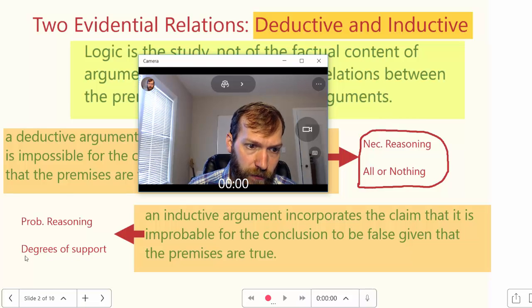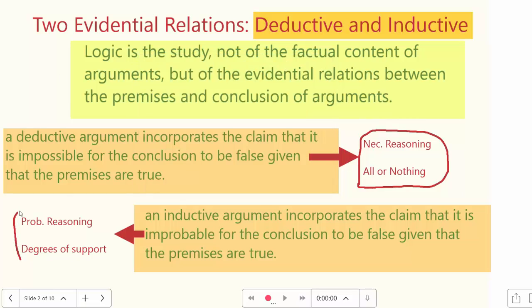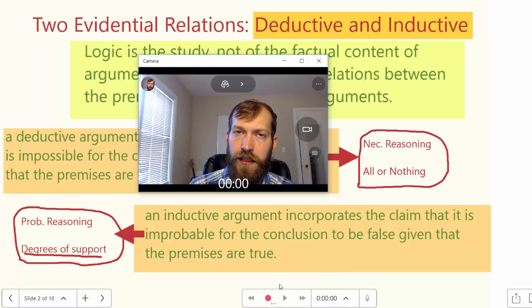So as I have over here, instead of employing this necessary reasoning, inductive arguments employ probabilistic reasoning. And so when we're thinking about just how much support the conclusion has from the premises, or to what extent we can expect it to follow, it'll be in degrees instead of being binary, on and off. There'll be different levels of strength of an argument, from very, very weak to very, very strong.